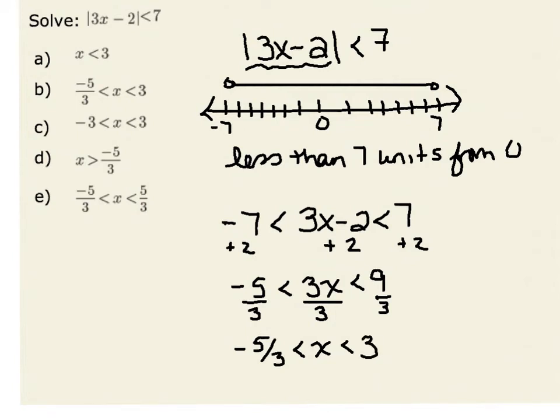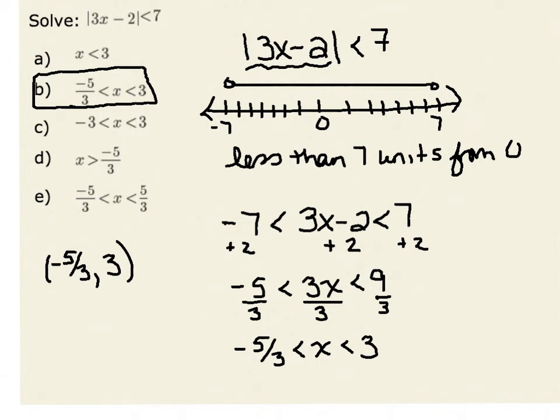Looking at our answers, that would give us B. If we were asked to write this in interval notation, we would see that x is between negative 5/3 and 3, but not including the endpoints. Therefore, we could write this as parentheses, negative 5/3, all the way up to but not including 3.